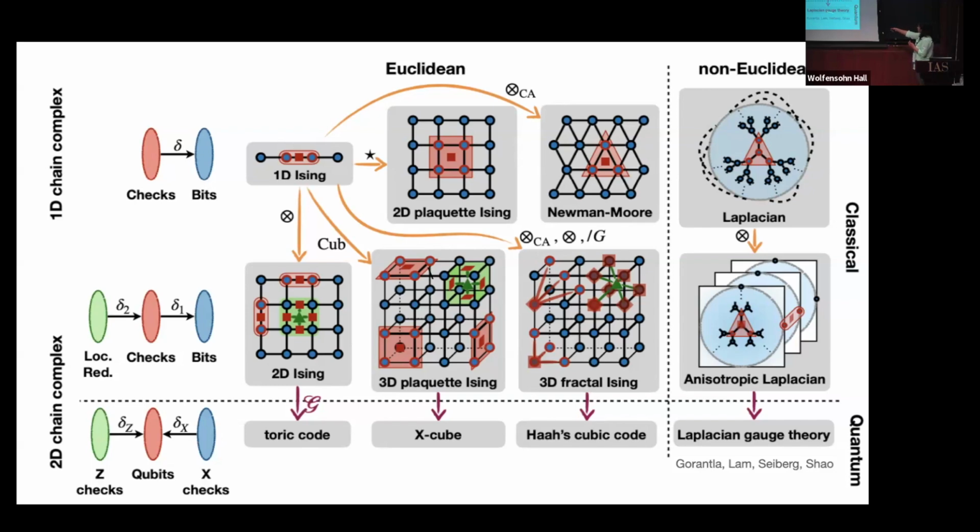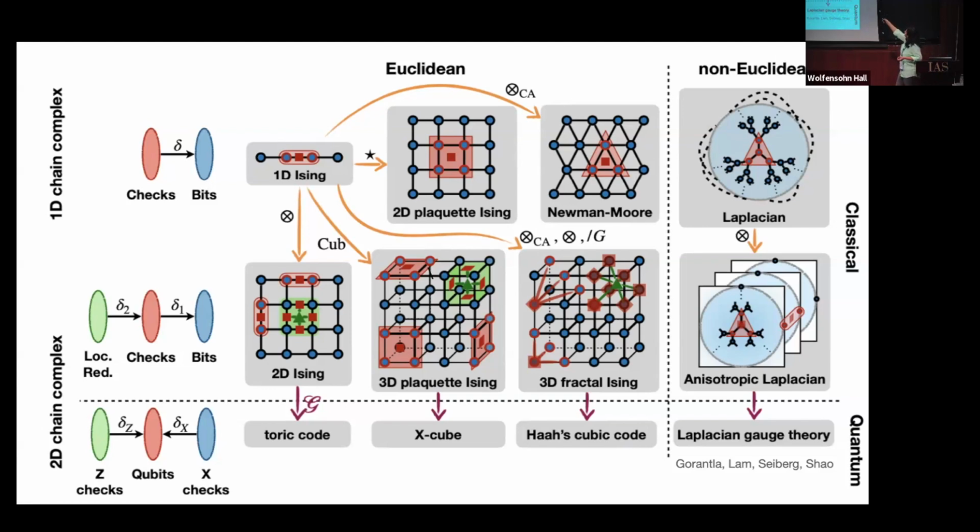This is a Laplacian gauge theory that was actually written by Shuheng and Nathi and others here at IAS. Basically, you're starting now from one of these non-Euclidean classical codes. This is just a 1D chain complex. You can prove that the Laplacian model is actually self-dual. You take its transpose and you get back itself. So if you just try to gauge that, nothing special would happen.